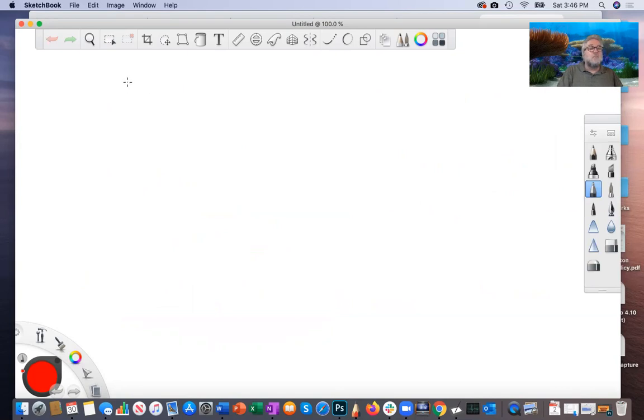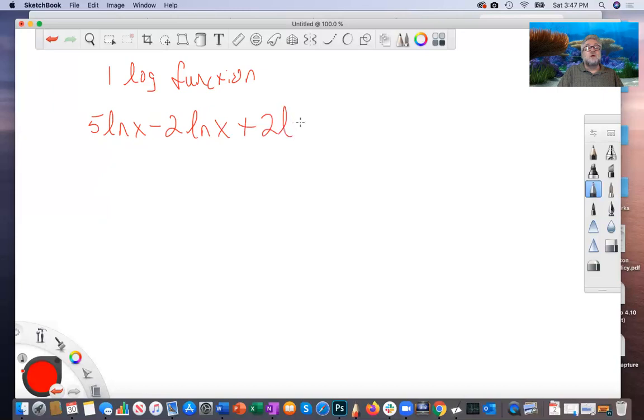Okay, here we want to combine. We want to get it into one log function. So we're doing the opposite of expanding. So this is 5 ln x minus 2 ln x plus 2 ln y.